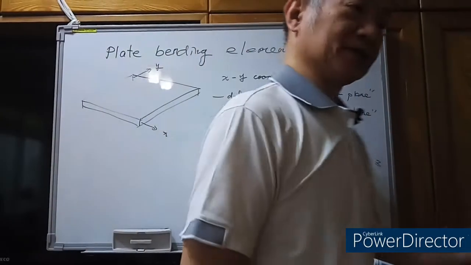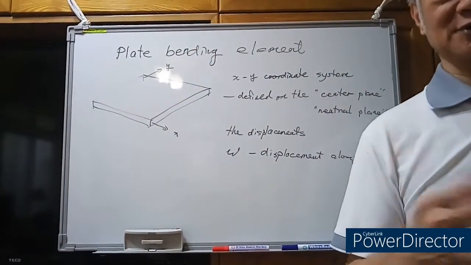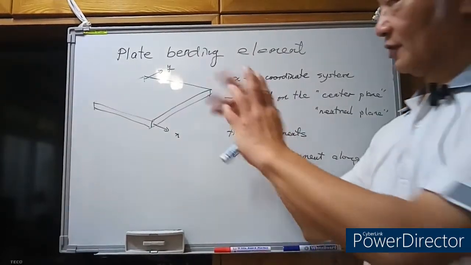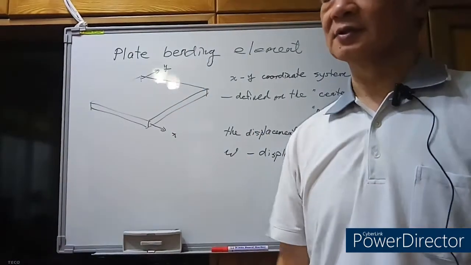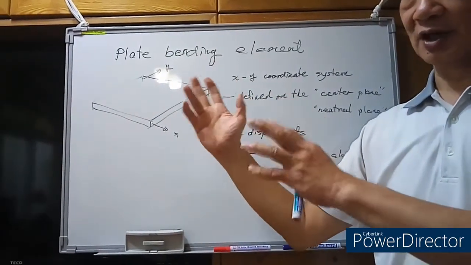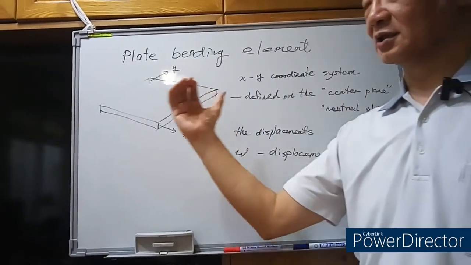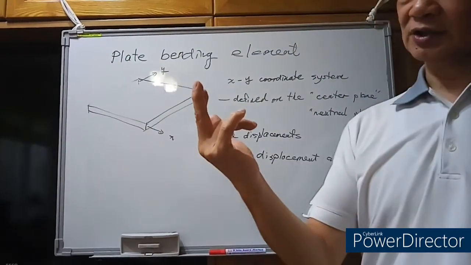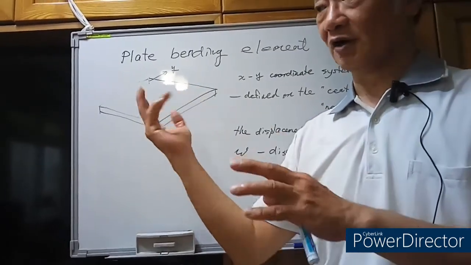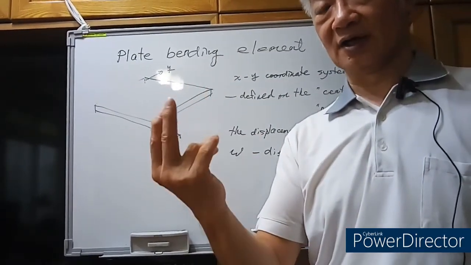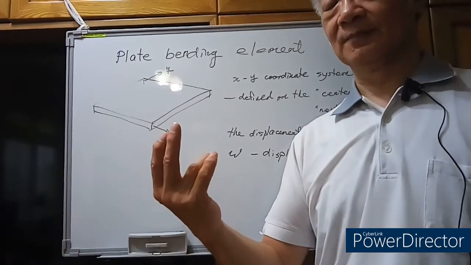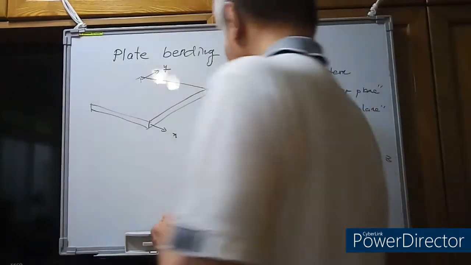I will say the displacement along the z direction, the W displacement, is the most important displacement we need to consider. Also, we have the rotations of the straight axis, and since it is a plate bending element, we need to consider the rotation about two axes, the x-axis and the y-axis. If we use the two rotations to describe the bending deformation of the plate, then the rotation of the axis will also be related to the displacement along the x and y directions, and that's the W.